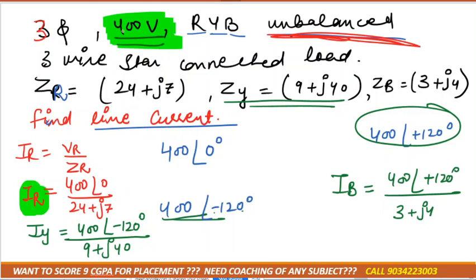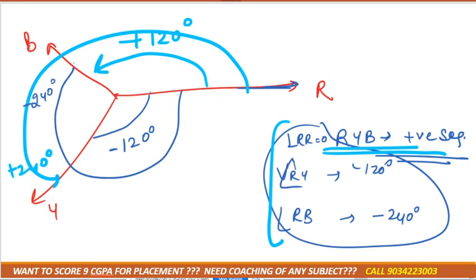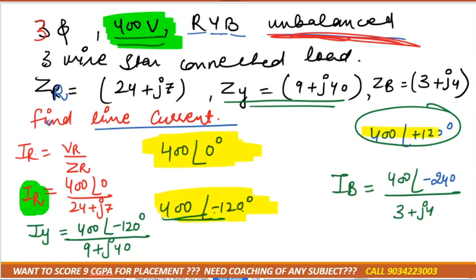So you have to remember that if they have given the RYB sequence, we have to take that. You can take minus 240 or you can take plus 120. The answer would be the same. If you want to take minus 240 here, you can. That would be your choice. IR is VR by ZR. The thing you need to remember is, first angle is 400 angle 0 degree voltage, then minus 120 degrees. For the third, you can take either plus 120 degrees or minus 240, otherwise the thing is the same.